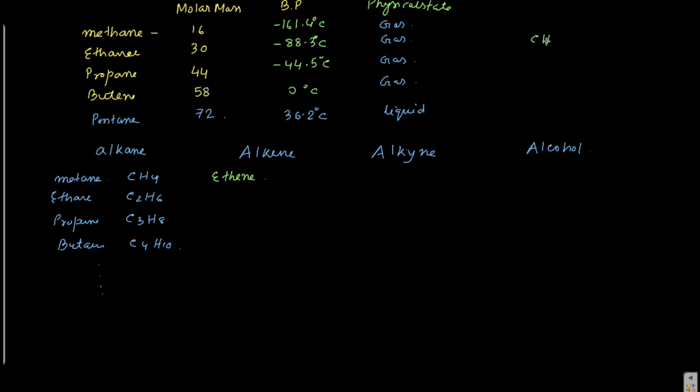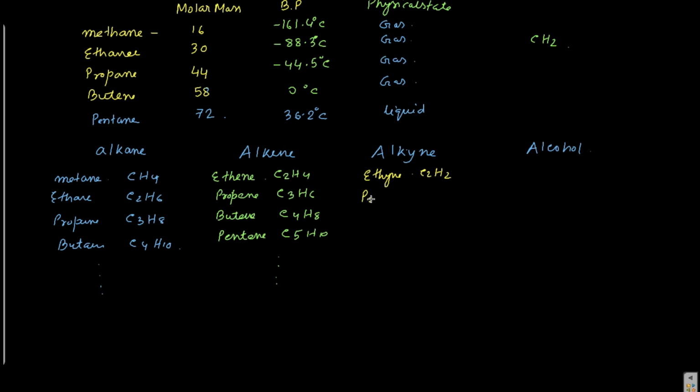Now if you write the alkene, why I am not considering CH2, I will tell after some time. So ethene is C2H4, then propene C3H6, then butene C4H8, then pentene C5H10, like this.